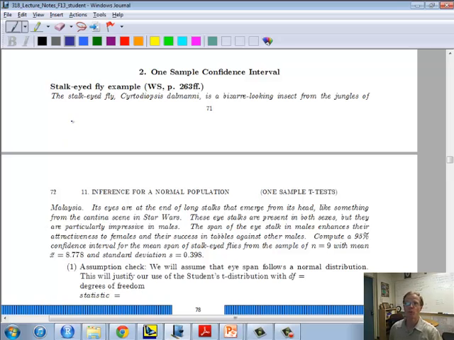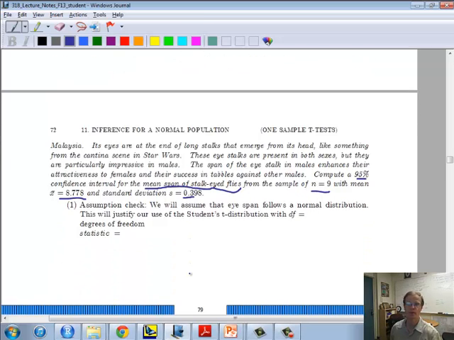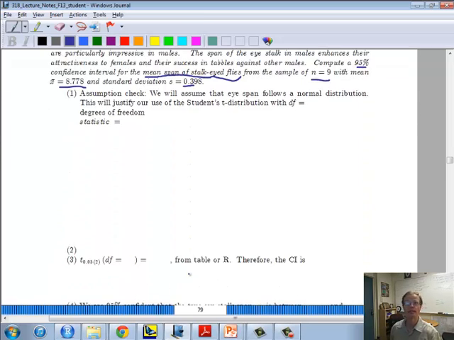Okay, so we're going to do this example from Whitlock and Schluter, page 263. And we're talking about this fly, which has these eye stalks. And we want to get the 95% confidence interval for the mean span of stalk-eyed flies. Sample size 9, sample mean and standard deviation are given. Okay, we're going to use the typical 4-step procedure for doing confidence intervals that I've already laid out before.